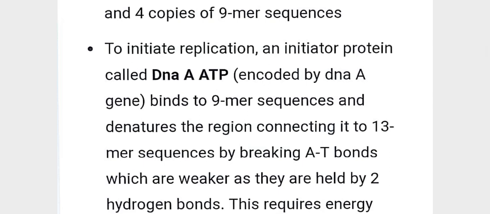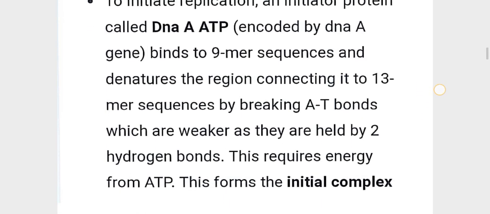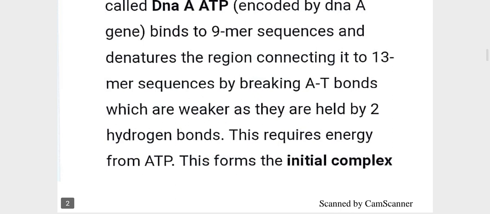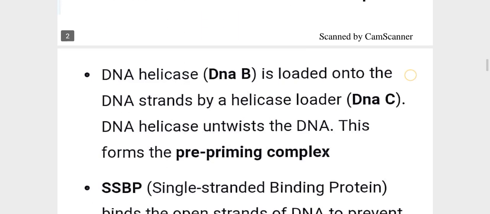To initiate replication, an initiator protein called DnaA-ATP, encoded by the dnaA gene, binds to the 9-mer sequences and denatures the region connecting to the 13-mer sequence by breaking AT bonds, which are weakened as they are held by 2 hydrogen bonds. This requires energy from ATP. This forms the initial complex.